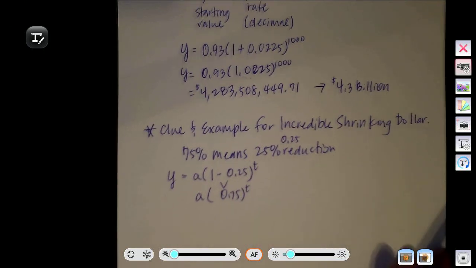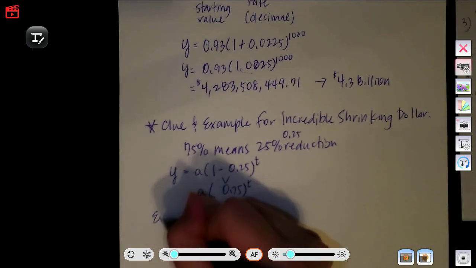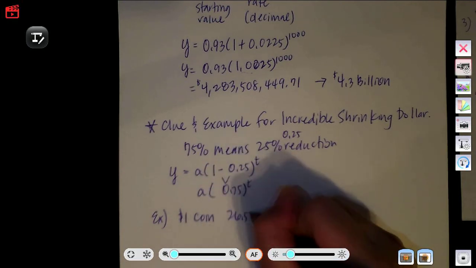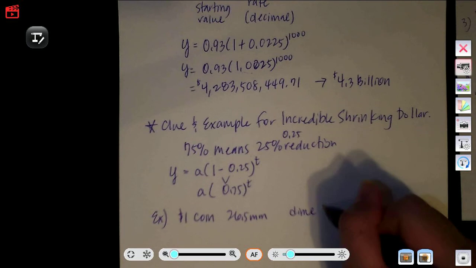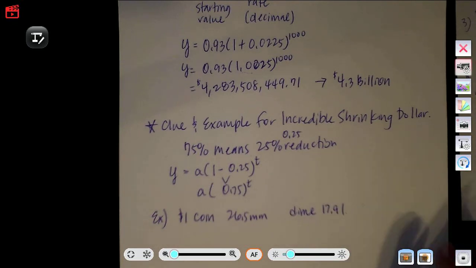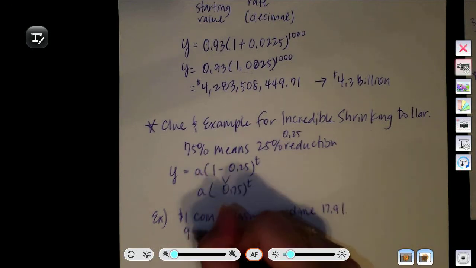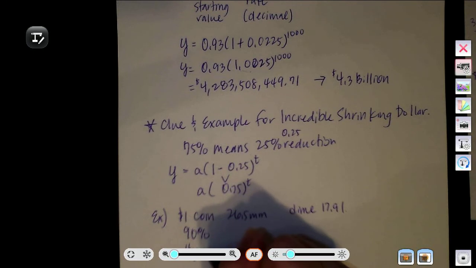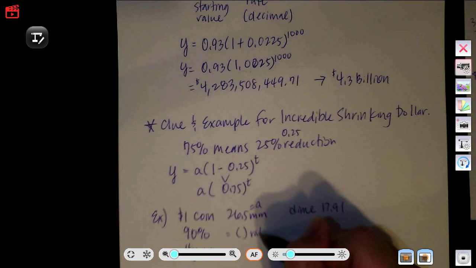Okay. Let me show you the example that they were saying about the dollar coin. So for the example, a $1 coin, they're saying is 26.5 millimeters. Okay, and a dime is 17.91. They're saying in the last question that if you do a 90% for 4 years, it's going to end up becoming the size of the dime. So this is your given information. Here's your A value. This is the parenthesis part with the rate. And here's your T value.